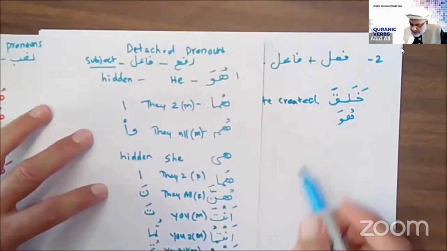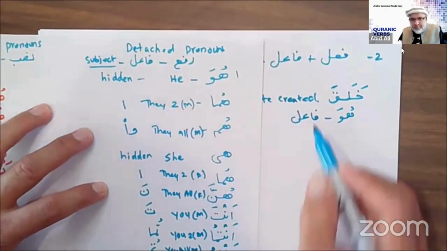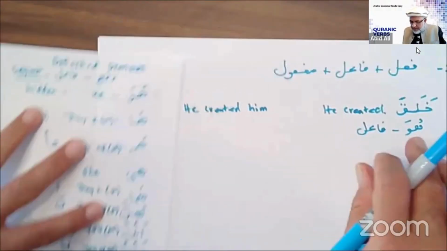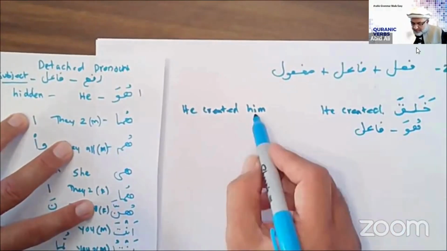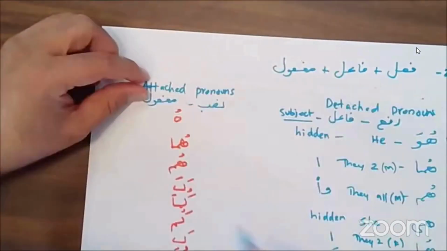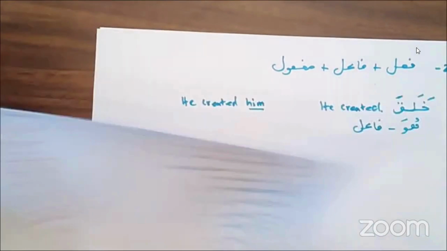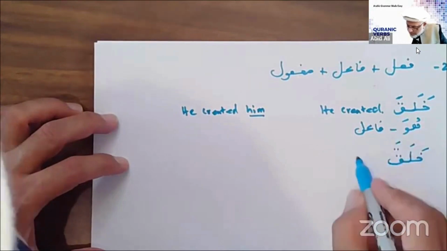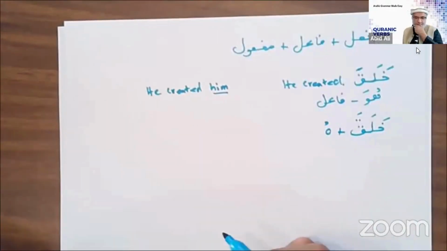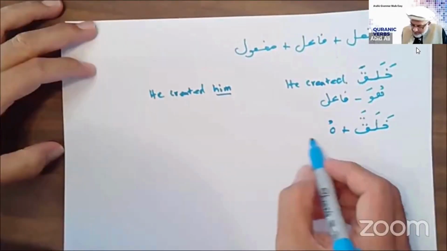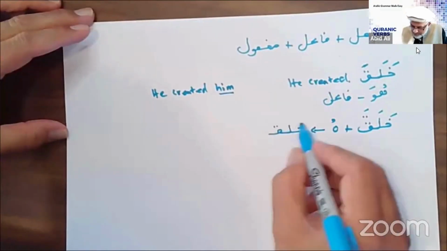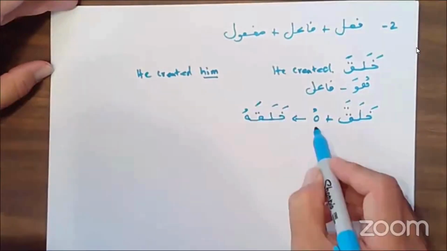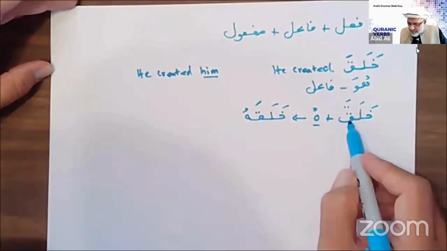Is this my file, and am I looking for a maf'ul? I'm looking for "him." Khalaqahu. So I'm going to put khalaqa plus hu. Can I write it like this? Khalaqa ka... who? Yes, because this is the attached pronoun, and the kaf is one of the letters I can attach.